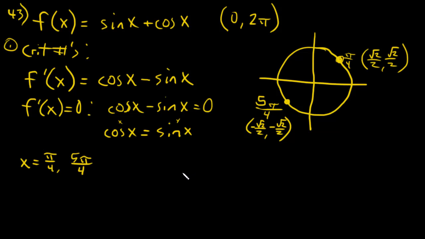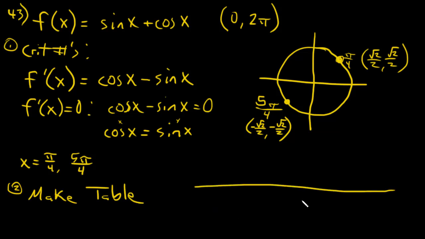Next step, what is it? Yep, now we have to make the table. So let's make the table. If we make the table, we're going to fill it out. One of the points is going to be x equals pi over 4. The other one is going to be x equals 5 pi over 4. Okay, so we are ready to go.